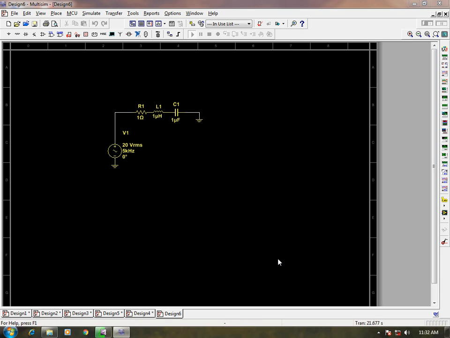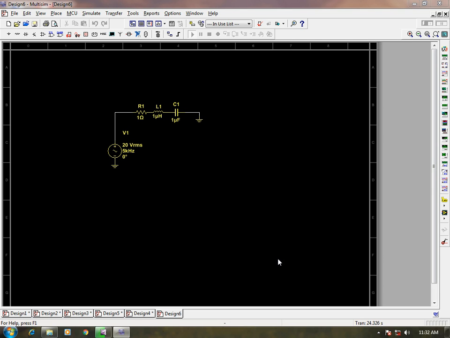We need to find the proper resonance characteristics of a series RLC network, and for this I have taken a simple 1 ohm resistor, a 1 microhenry inductor, and a 1 microfarad capacitor with an input of 20 volt RMS.